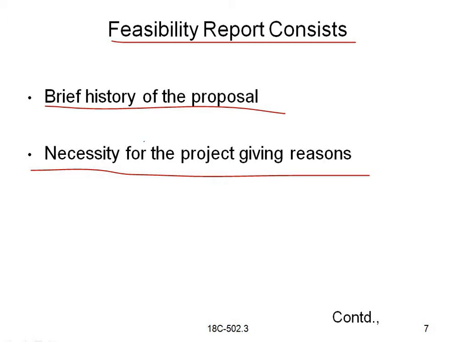And the next is topography of the site. This is another thing. Whatever feasibility report we are preparing, we have to show the map of the site. That we call topography. So where the actual site is, what the site condition is, and we have to show the map of the structure of the site. That is called topography of the site.